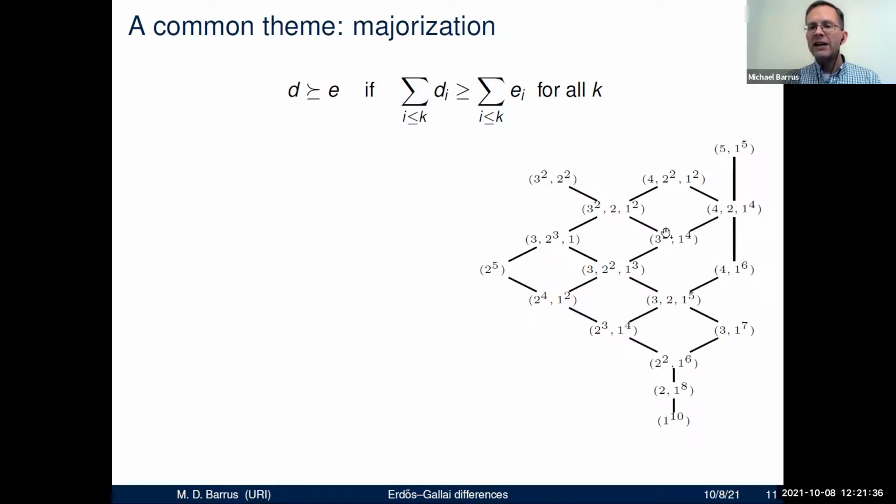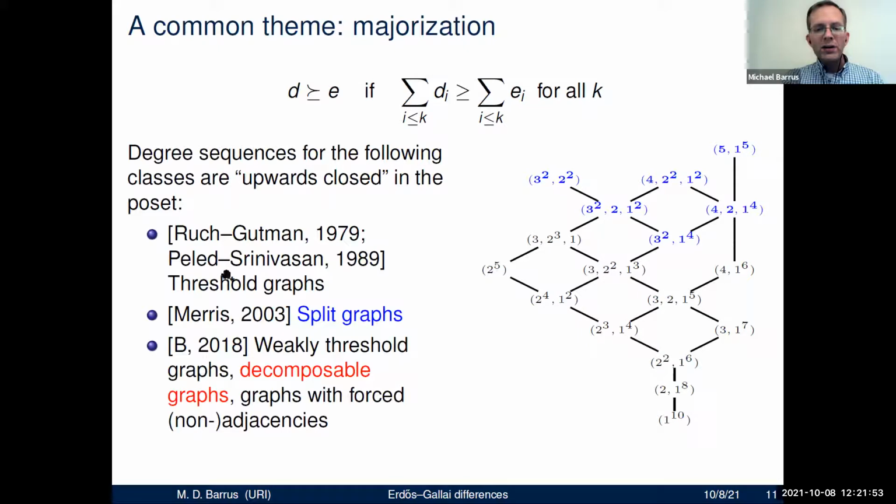And you can observe that as we compare these things. Things on the bottom half here certainly start out slower as we're looking at partial sums than things at the top. All right, so we've got a cover diagram here. Threshold graphs, split graphs, weakly threshold graphs, decomposable graphs, and graphs with forced adjacencies or non-adjacencies all form upwards closed sets in this poset. So as I was saying, threshold graphs are exactly the graphs whose degree sequences are the maximal elements of this poset.